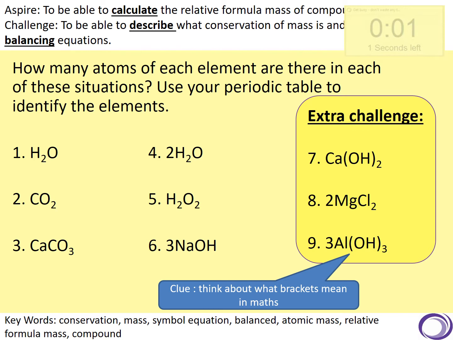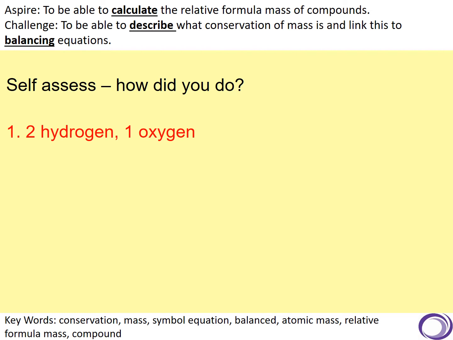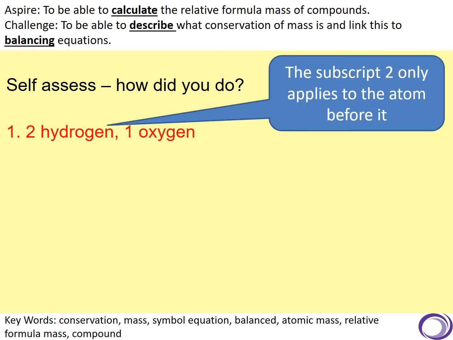Okay, so hopefully you've got through several of those, including some from the extra challenge. Let's just have a quick look at the answers. How well did you do? And please feel free to mark them as we go along. So the first one should have been 2 hydrogens and 1 oxygen. Very straightforward. All right, the subscript, remember, only applies to the atom before it.